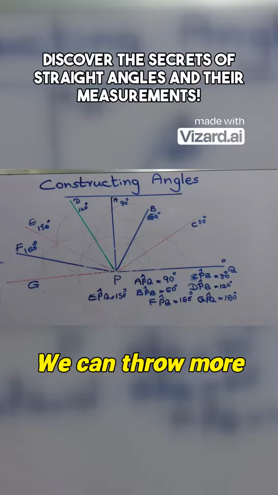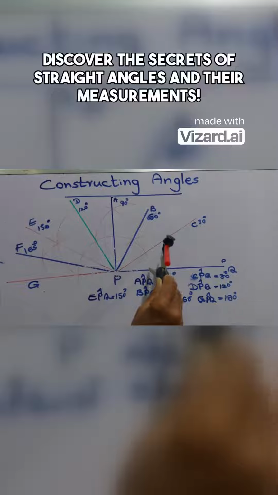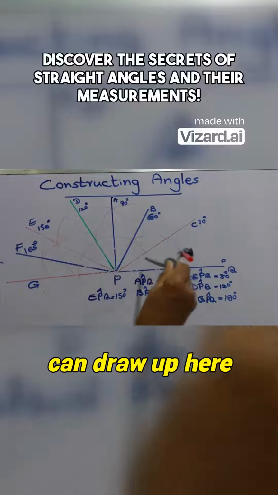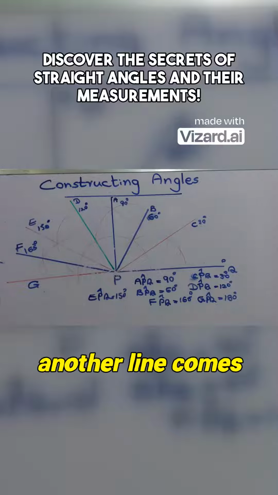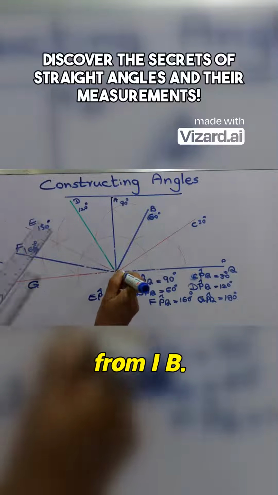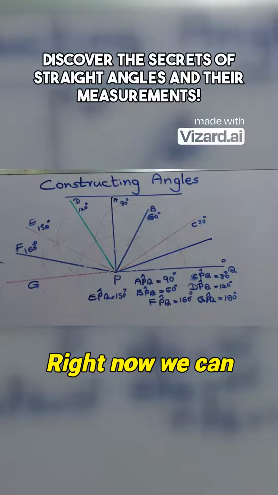We can draw more angles. We can keep the compass here. We can draw an arc here, and from here another arc. Then another line comes from point P. Is the ruler placed properly? Right. Now we can measure that.